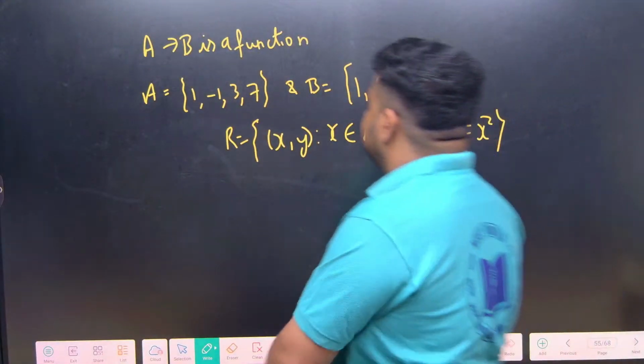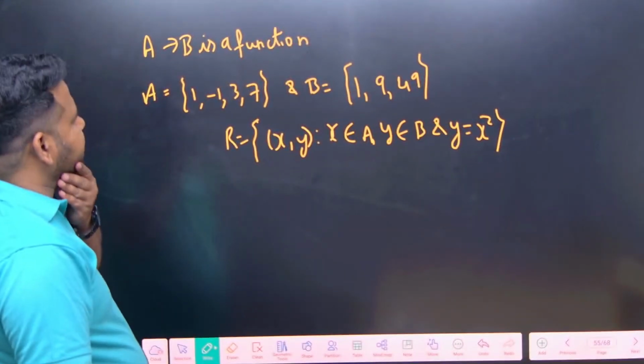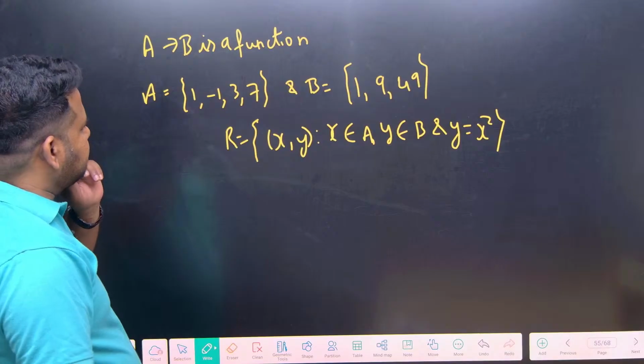In the next question, A to B is a function. First we will check whether it is a function. They have only given that it is a function, but still we will check it. So A is given as what?